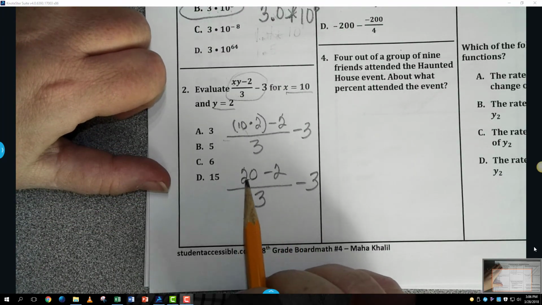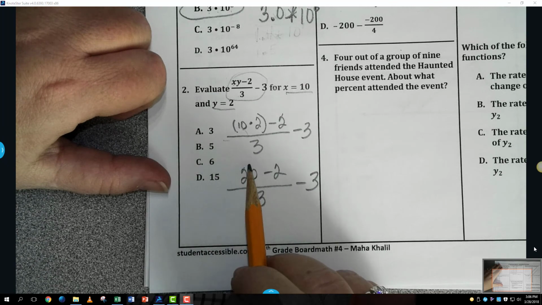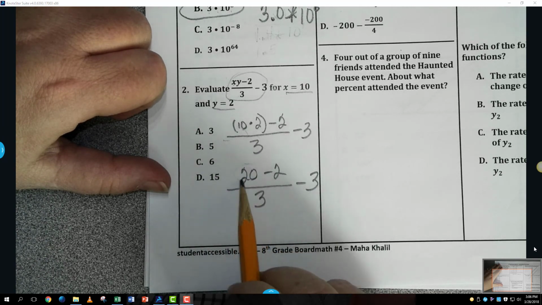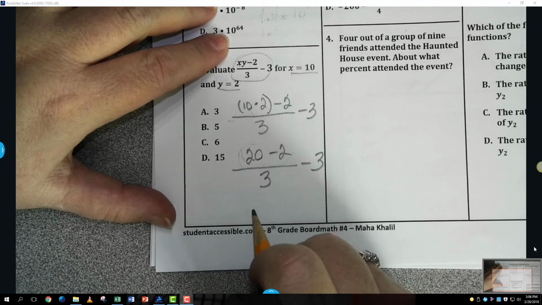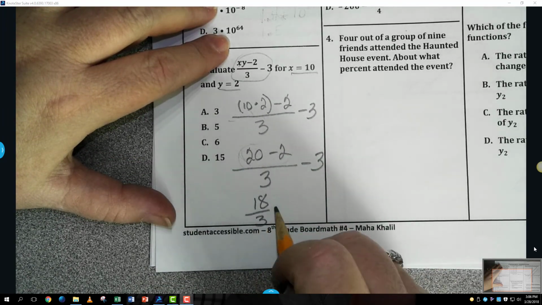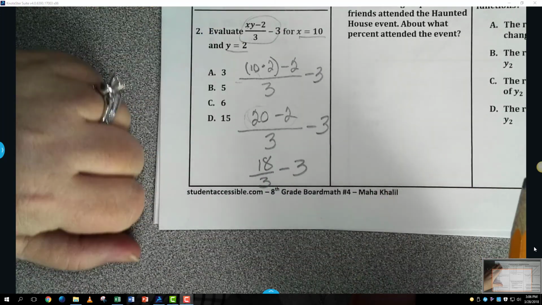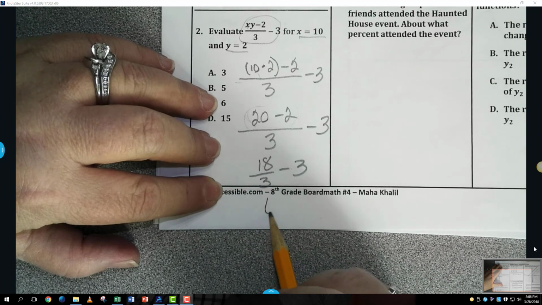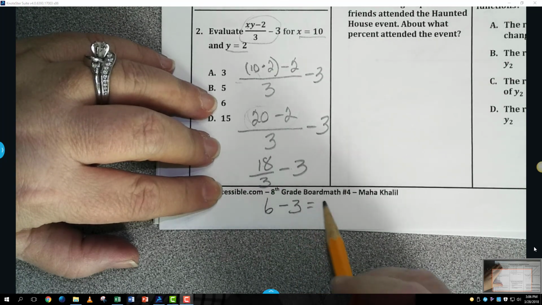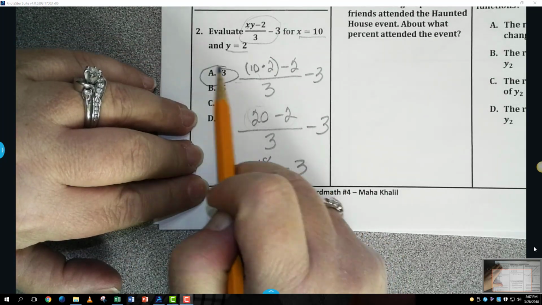Okay, well, here's a fraction essentially, and essentially this is a group. It just doesn't have parentheses, but it is a group, so this is what we do first. So we'll have 18 divided by 3 minus 3. And then continuing the order of operations, we divide before we subtract. So we will have 6 minus 3 equals 3. That's A.